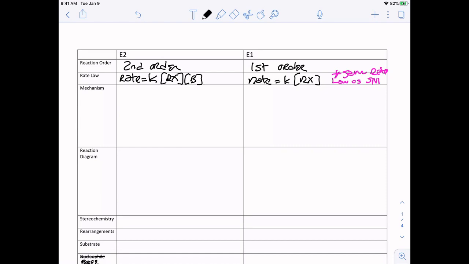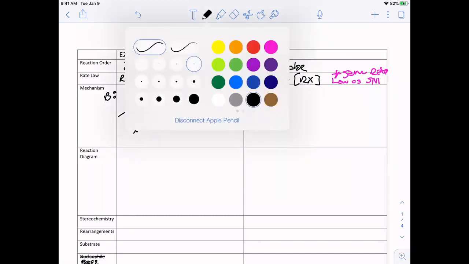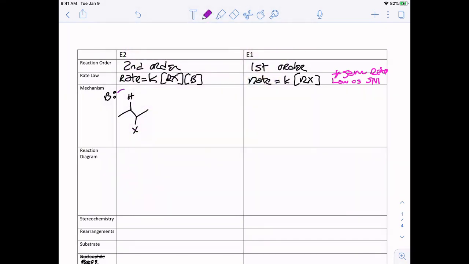My mechanism, second order, so it's still concerted. Everything's happening at one time. So stereochemistry is going to matter for this one. So my base, it's going to grab that proton at the same time those electrons that were bonded to that proton are going down to form my new pi bond, and then my leaving group is going to leave. Because that's happening at the same time, it does need to follow anti-periplanar or anti-coplanar geometry.